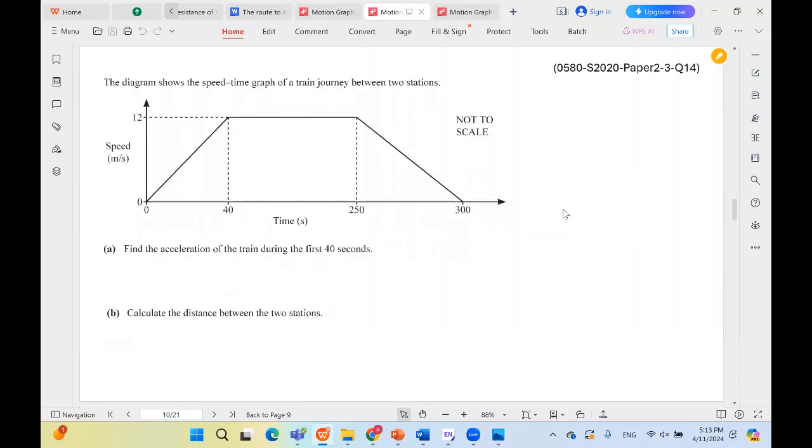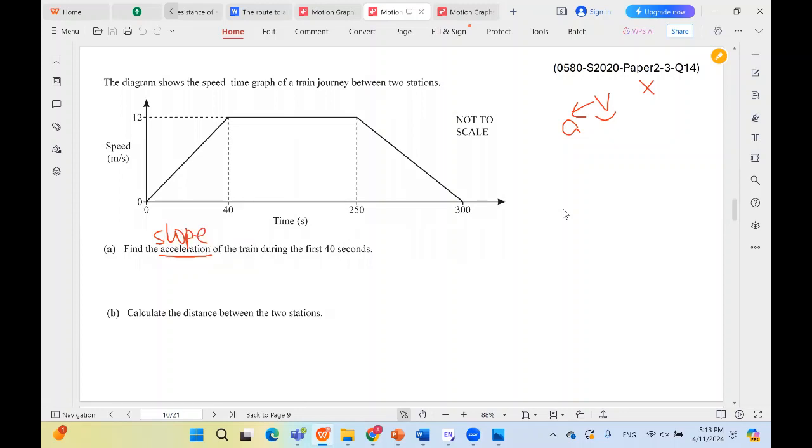The diagram shows the speed time graph of a train journey between two stations. Find the acceleration of the train during the first 40 seconds. So again, we have our model, A, V, X. We are here. We want to go to acceleration. So we're going to get the slope. So the acceleration is the slope. We need to get 2 points to get the slope.